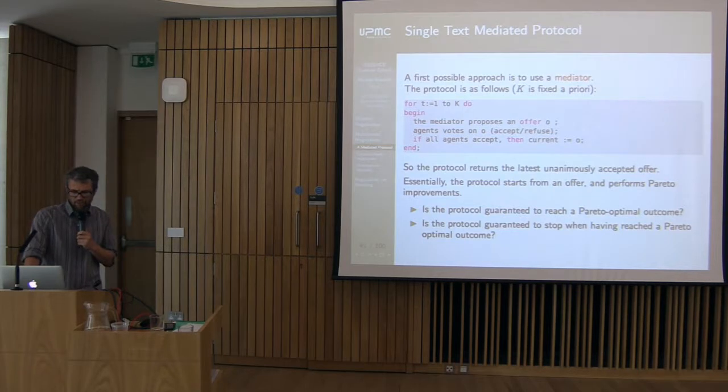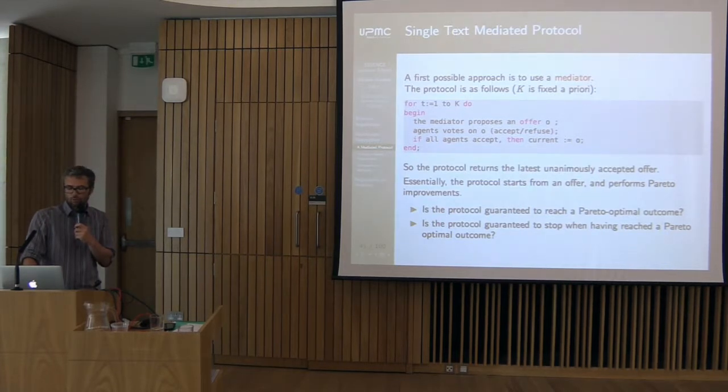It will basically start with an offer and perform Pareto improvement. Why? Because to be agreed upon, the next offer has to get the acceptance of all agents. If one agent sees that he's not better off, or at least as good with the next offer, he would just veto it, and one agent is enough to block the improvement. So yeah, is the protocol guaranteed to reach a Pareto optimal outcome? What do you think?